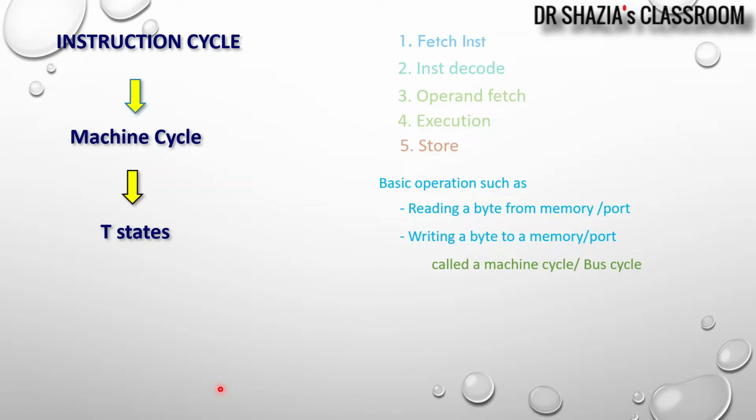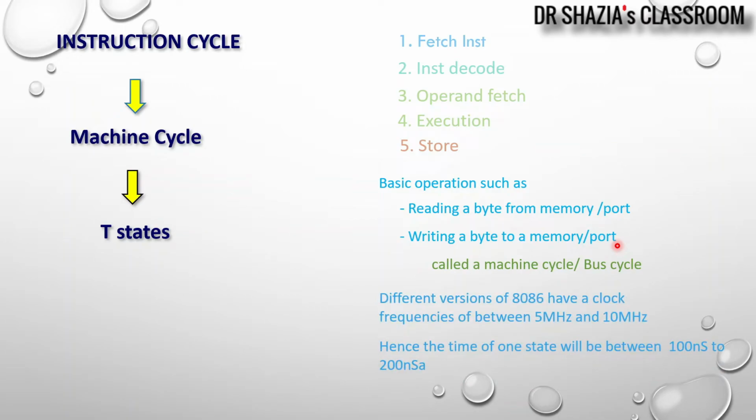Here port basically represents any IO device. As the IO devices are connected with the microprocessor with the help of port, here instead of writing an IO device, I have written a port. Now, one machine cycle could be made up of multiple T states.